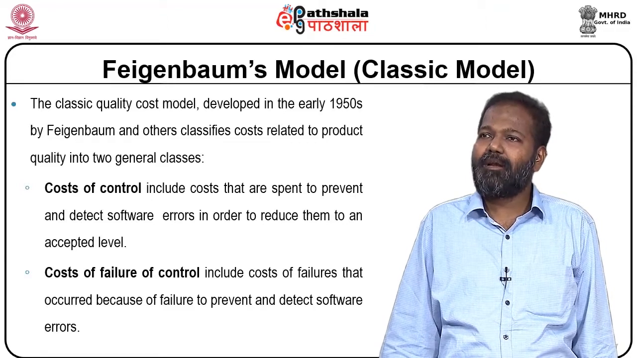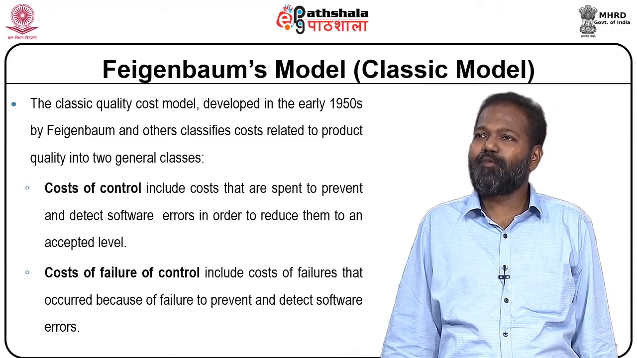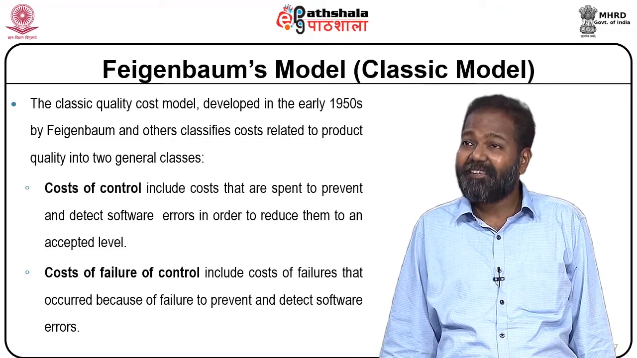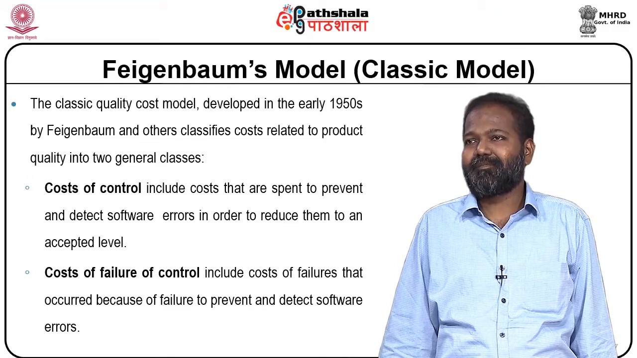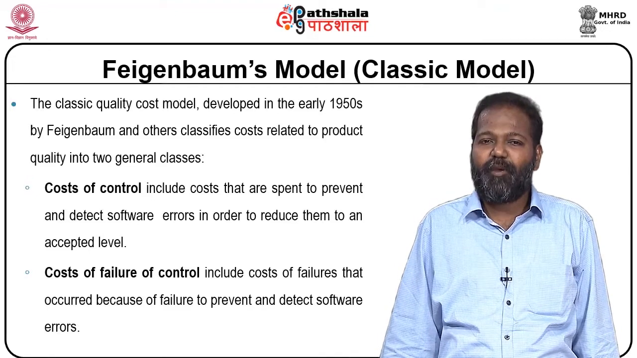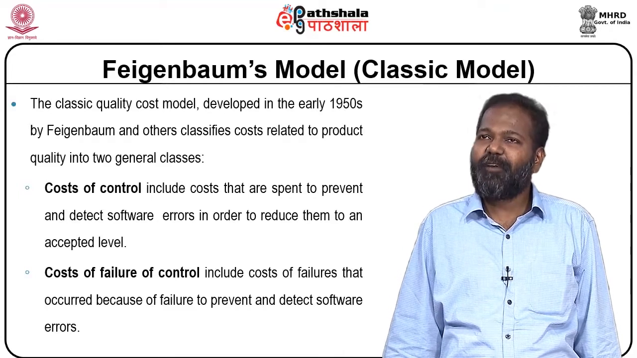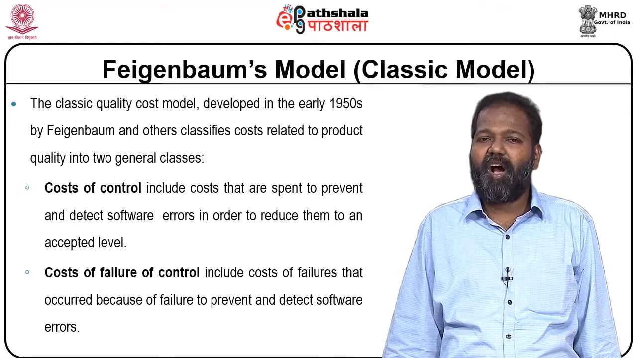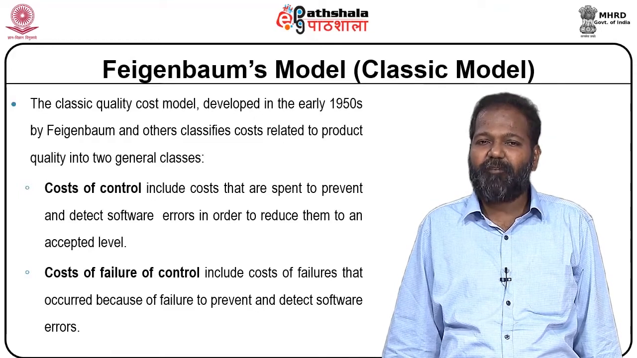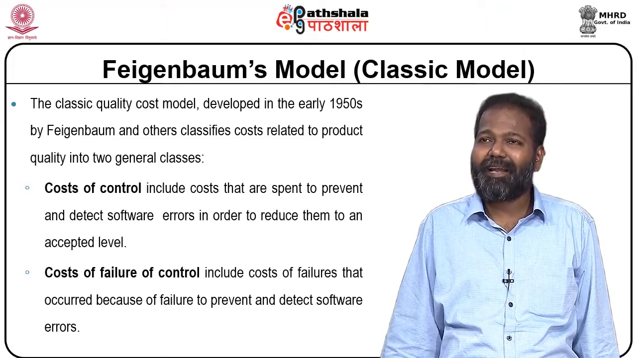Consider another example, a billing system in a supermarket. There you can define an acceptance level, a small threshold value. Cost of failure of control include costs of failures that occurred because of failure to prevent and detect software errors.